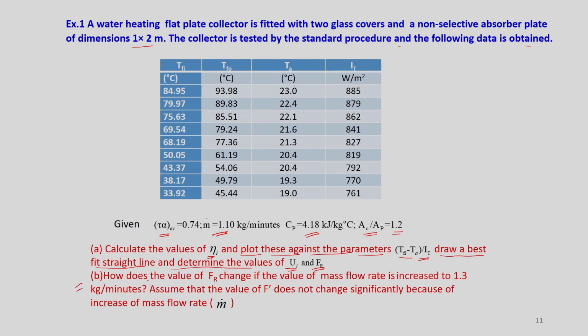Okay. Again, in the second case, how does the value of Fr change if the value of mass flow rate is increased to 1.3 kg per minute? Assume that the value of F dash does not change significantly because of increase of mass flow rate. Okay. So, let us solve this problem. So, given values are here. So, straight away you can use this expression: Ac by Ap is given as 1.2, hence Ac is equal to 1.2 into Ap, which is nothing but 1.2 into 2 into 1. So, it will be 2.4 meter square.